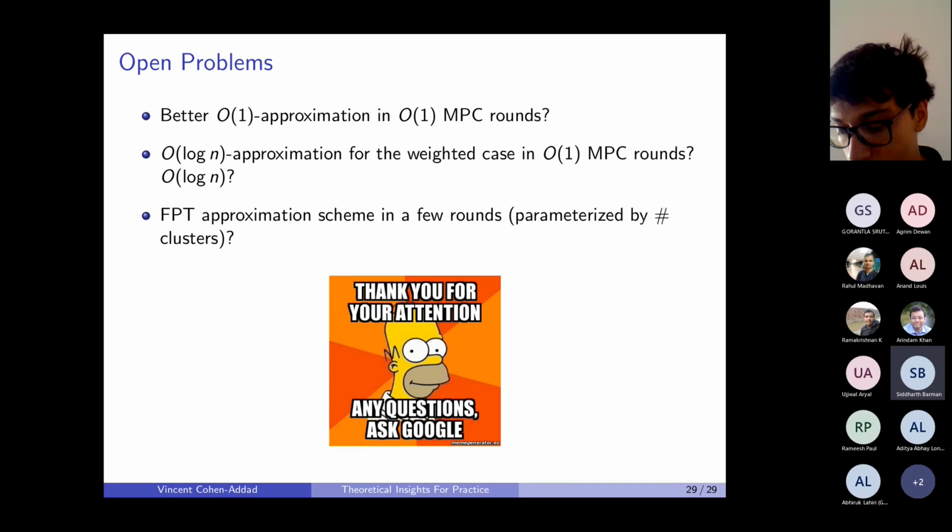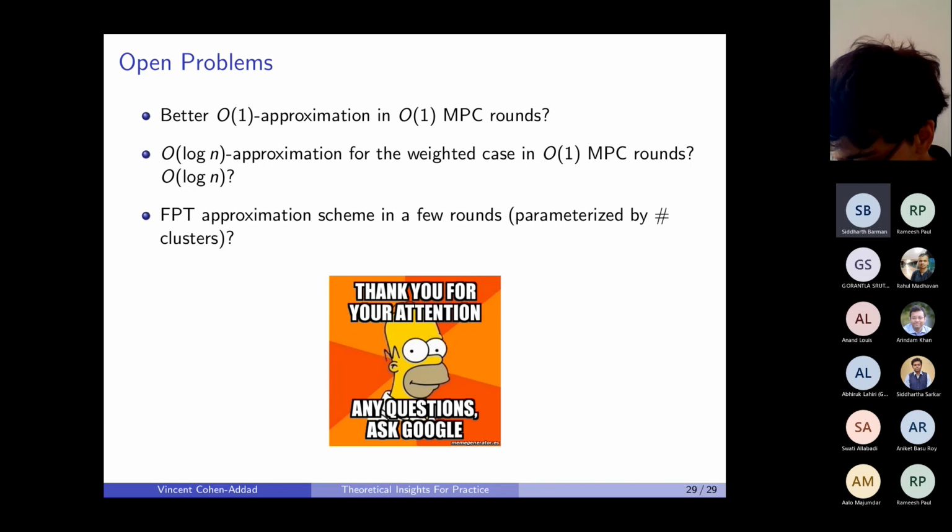Also, tight is the MPC correlation clustering, so the second open problem you have here. There's a hardness of approximation matching that as well, for log n approximation, even in the non-MPC case.